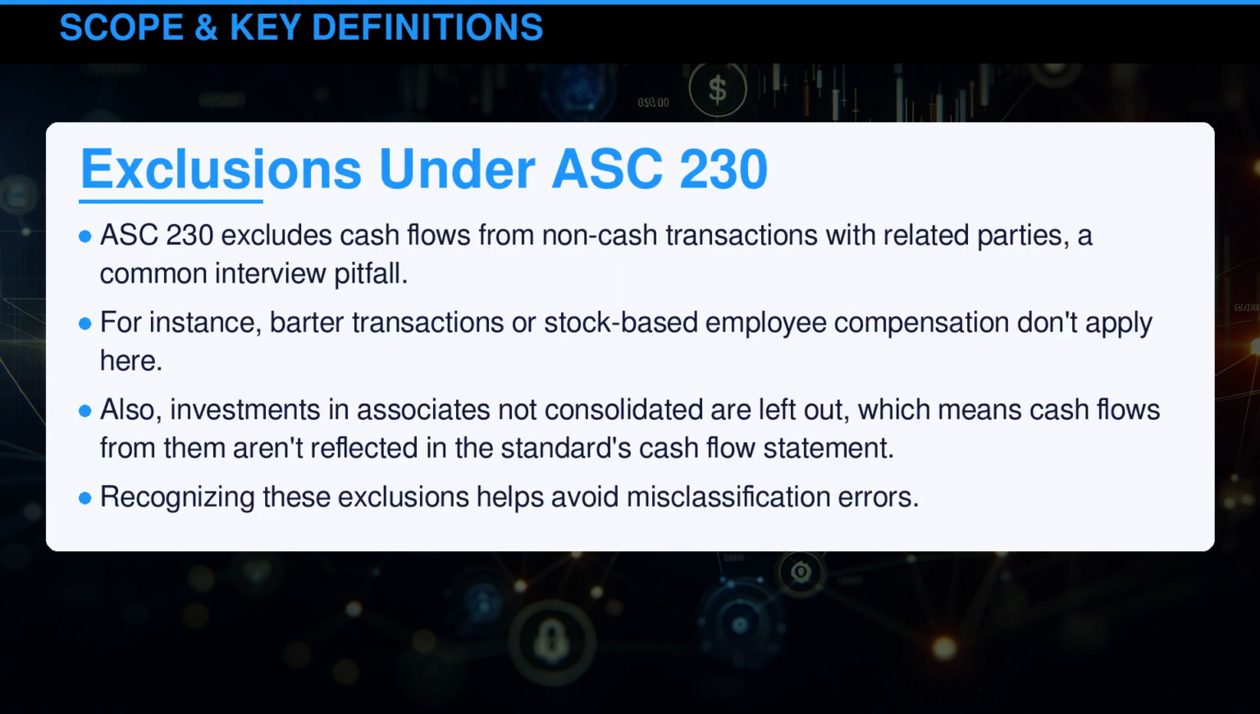ASC 230 excludes cash flows from non-cash transactions with related parties, a common interview pitfall. For instance, barter transactions or stock-based employee compensation don't apply here. Also, investments in associates not consolidated are left out, which means cash flows from them aren't reflected in the standard's cash flow statement. Recognizing these exclusions helps avoid misclassification errors.